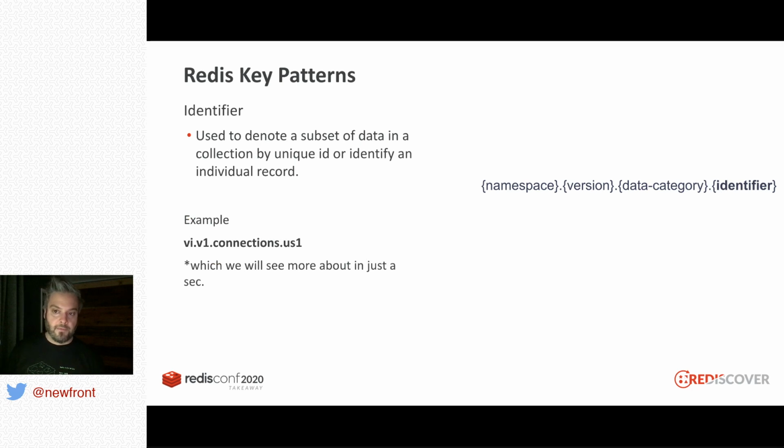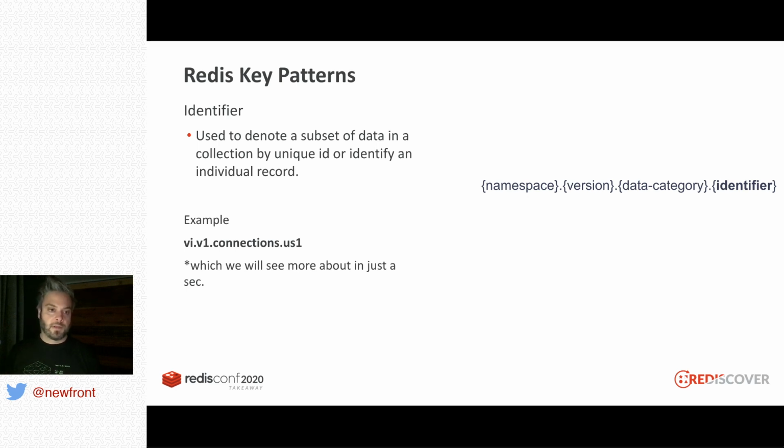So the identifier itself, I talk about this as being something that is optional because you have the ability to decide how you want to use these identifiers. In the example we're going to take a look at with this VI V1 connections, if you were to pop off the US1 from that key, you'd have a collection of collections, or a collection of actual pointers to collections. We're going to take a look at just what that means in a sec. But if you don't need an additional identifier, or if you think about the data category in some cases being the identifier itself, that becomes sort of an optional field.